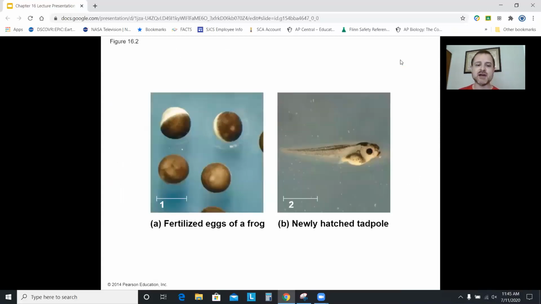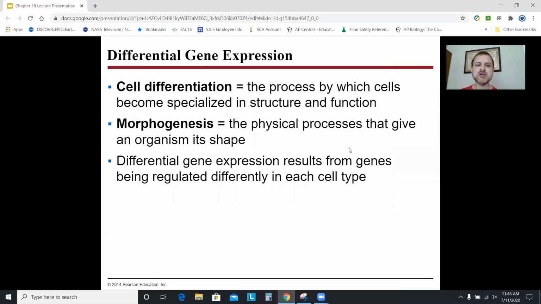Okay, this picture just shows fertilized frog eggs becoming a tadpole. So obviously, this is development. This is cell differentiation, because you're going from one cell to multi-cells that do different things. So cell differentiation, this might be a new word, but it's a very simple concept. It's just the idea of a cell becoming specialized. So a zygote is not specialized. Stem cells, not specialized. A skin cell is specialized.